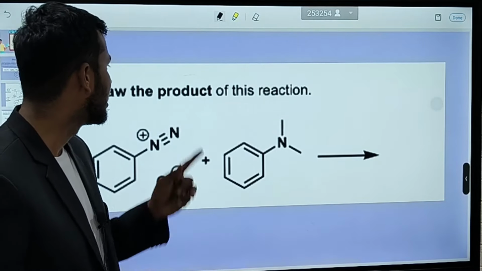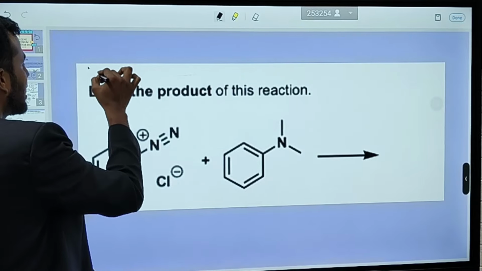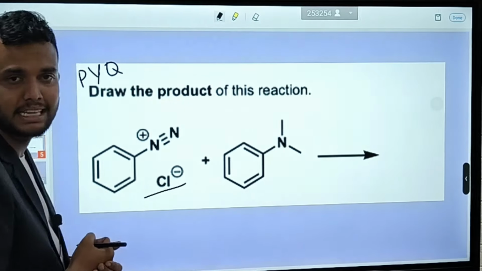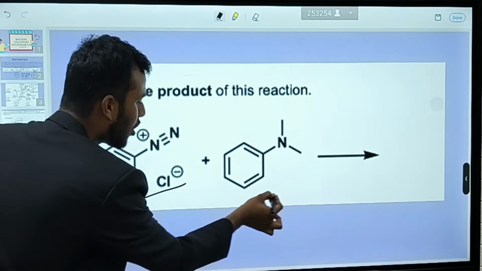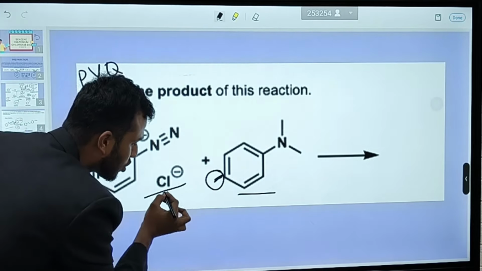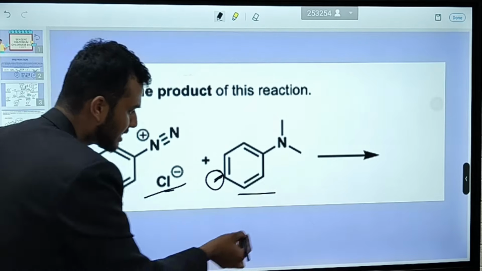Then after that we have one question here to discuss. What is the product? Draw the product of this reaction. This question was asked in NEET PYQ as well as JEE PYQs. Very very important. Here they give a BDC, benzene diazonium chloride, and one molecule. Exactly in this position, hydrogen and chlorine are lost, and exactly at the para position coupling happens. Come on, let's write the structure.